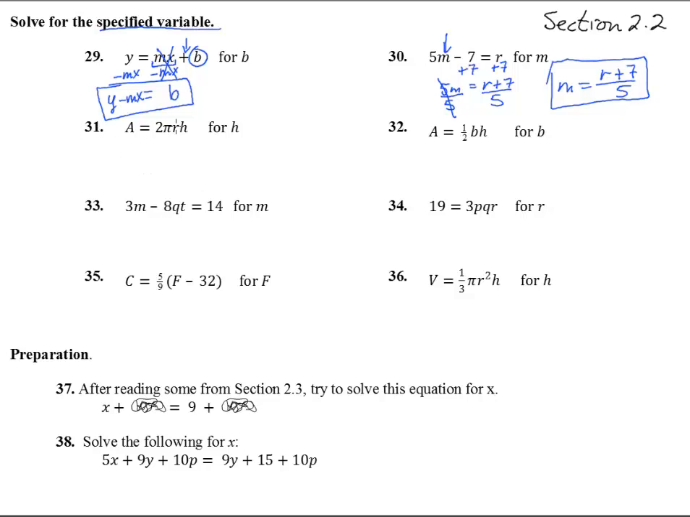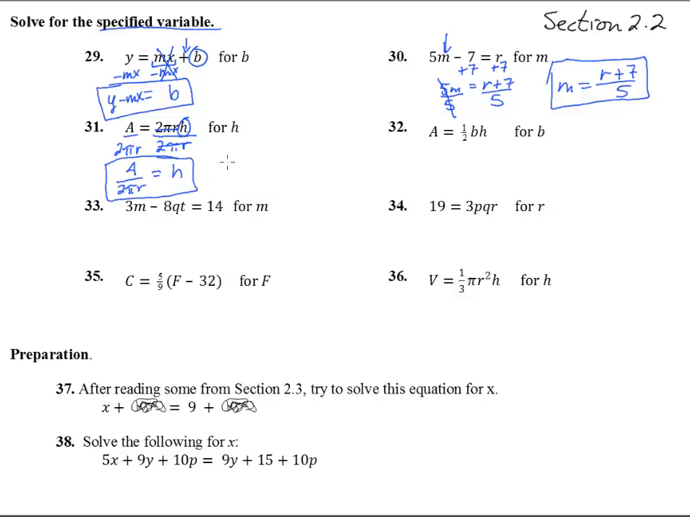Number 31. We're trying to get h by itself. So we look at all the other numbers, and they're all multiplied together here. So the only way to get h by itself is to divide off all of these other numbers, the 2, the pi, and the r. Let's do that on this side too. Divide by 2 pi r. These guys all go away. So h is left by itself as a over 2 pi r.